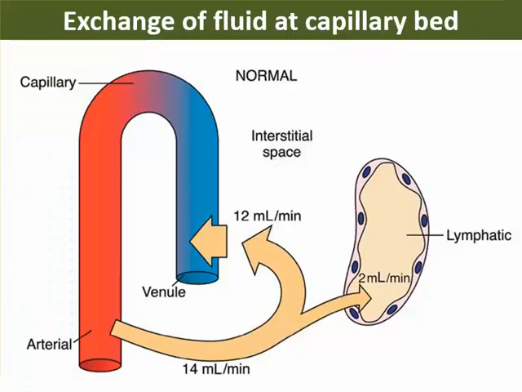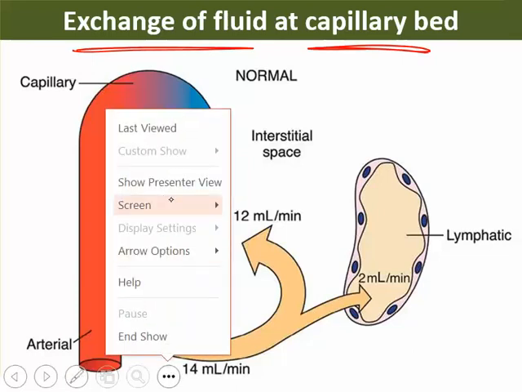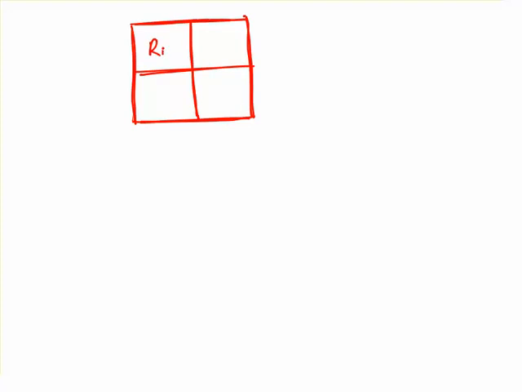The fluid exchange normally happens at the capillary bed, as you all know. Let us take a heart. Just for schematic purposes, I'm drawing it in a square shape. It is a four-chambered heart, right? It has the right atrium, right ventricle, left atrium and left ventricle.